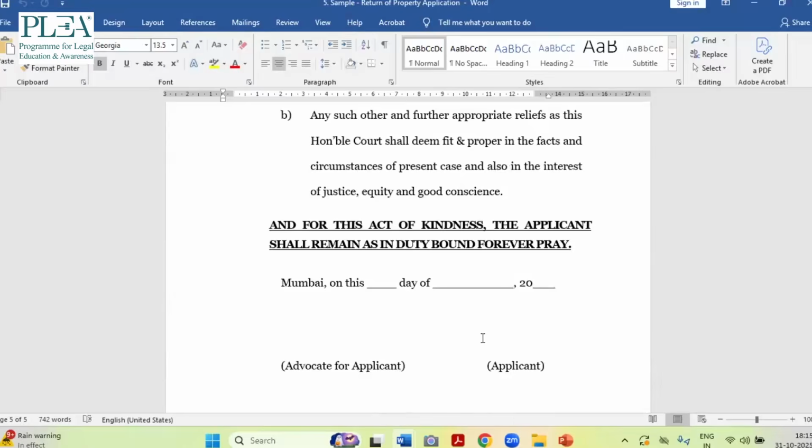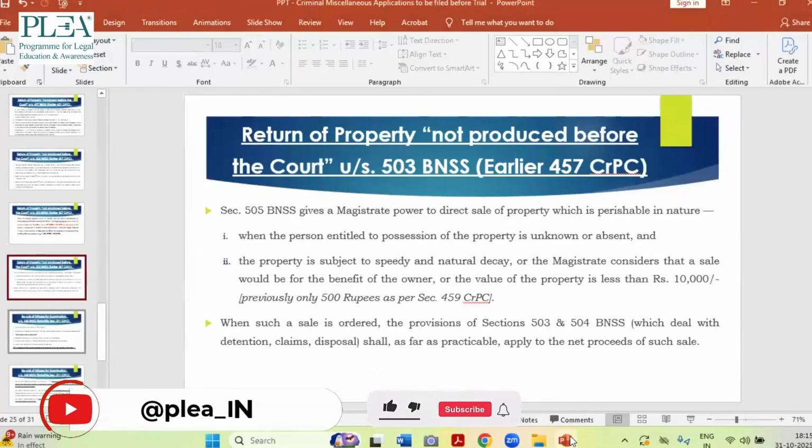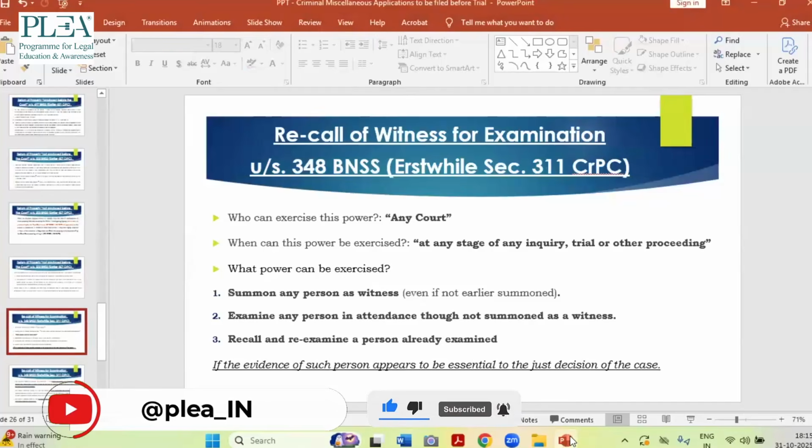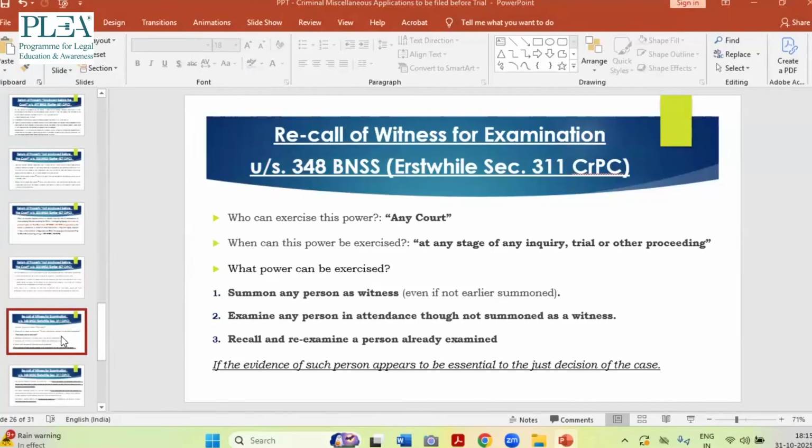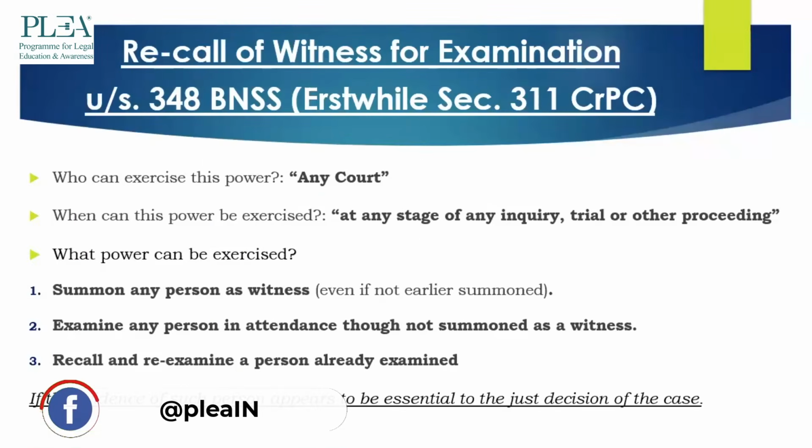Now, moving on to the second last topic for today, which is recall of a witness for the purpose of examination under 348 BNSS. When you read this section, you can squarely cover it in three parts. Who can exercise this power of recalling a witness? The answer is any court. When can this be exercised? At any stage of inquiry, trial, or other proceeding.